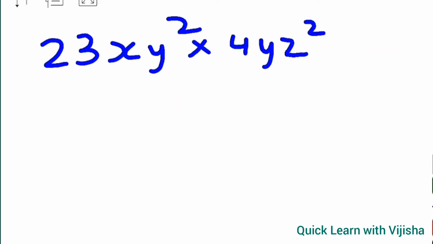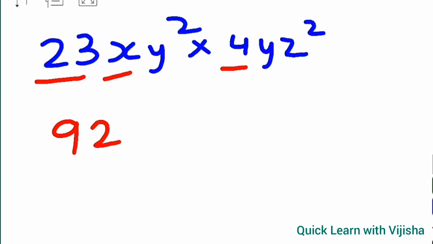23xy square multiplied by 4yz square. So we'll see how to do this. Here also we will first multiply the numbers. That is simple. 23 into 4 gets us 92. Now coming for the variables. Here you have only one x. In the second term there no x are there, so we will write only x.